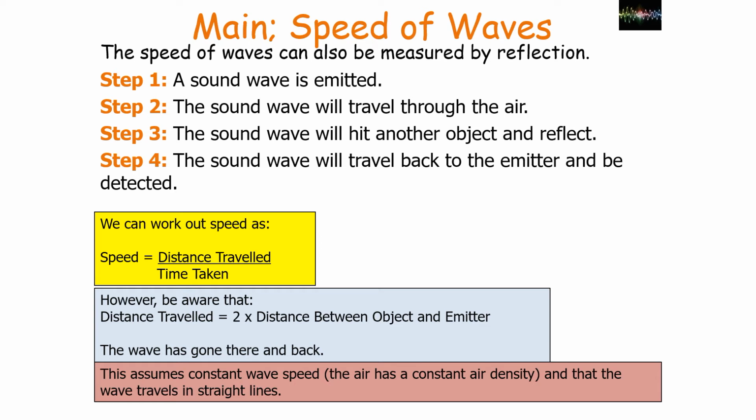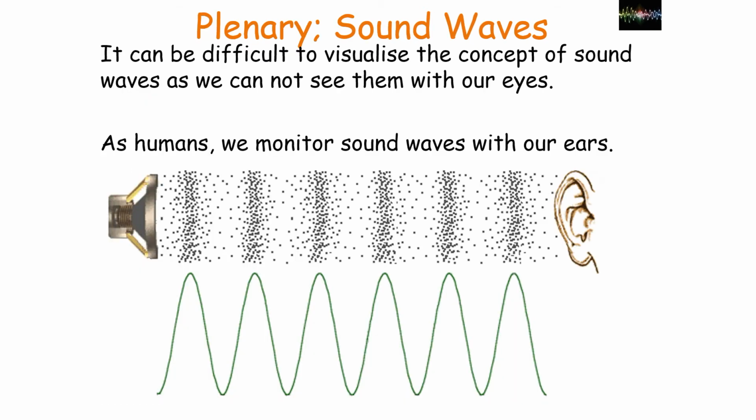So let's just summarize what we've learned so far. To measure the speed of sound, you emit a sound wave, the sound wave will travel through the air, hit an object and reflect, and travel back to the emitter and be detected. You can work out the speed by using the equation speed equals distance over time, but just be aware that the distance travelled is 2 times the distance between the object and the emitter, as the wave has gone there and back. It also assumes in this investigation that the wave speed is constant and that the wave travels in a straight line.